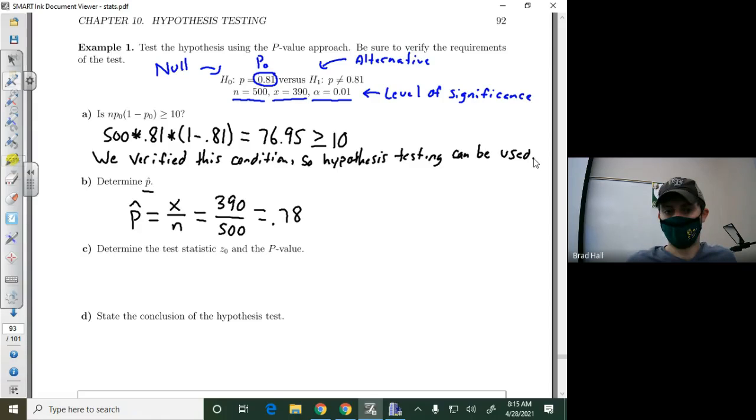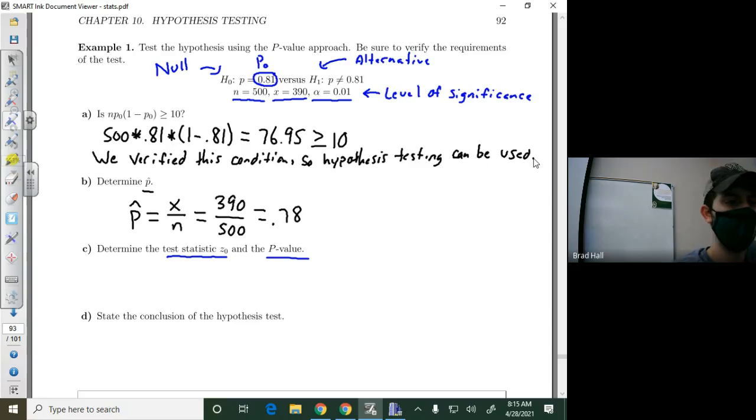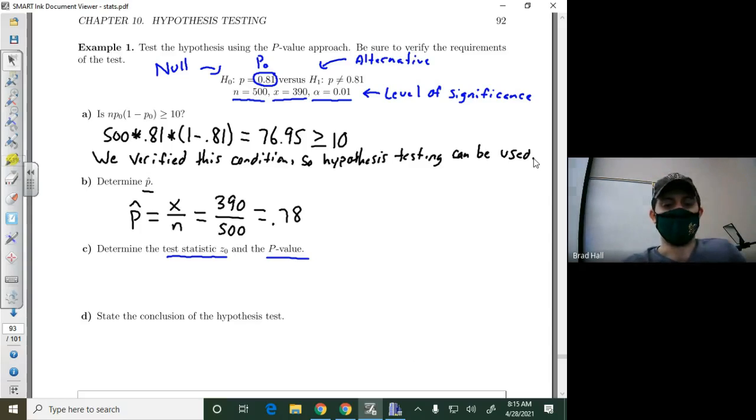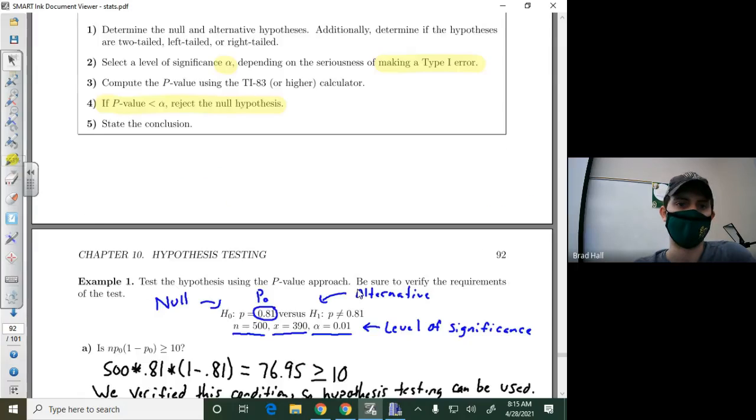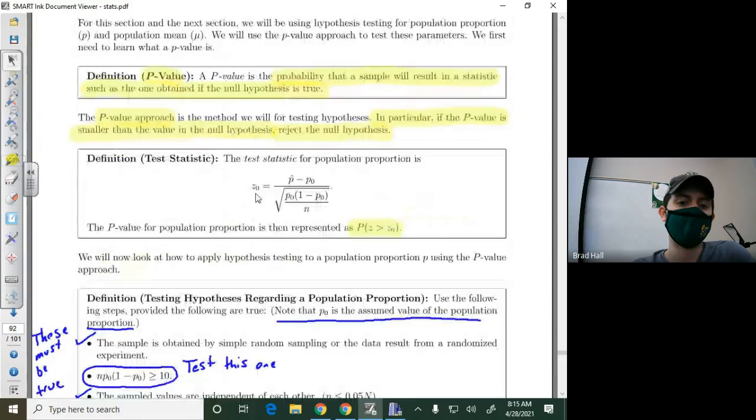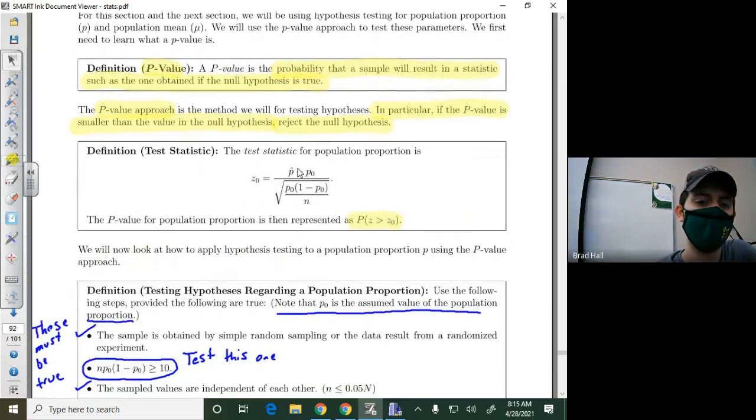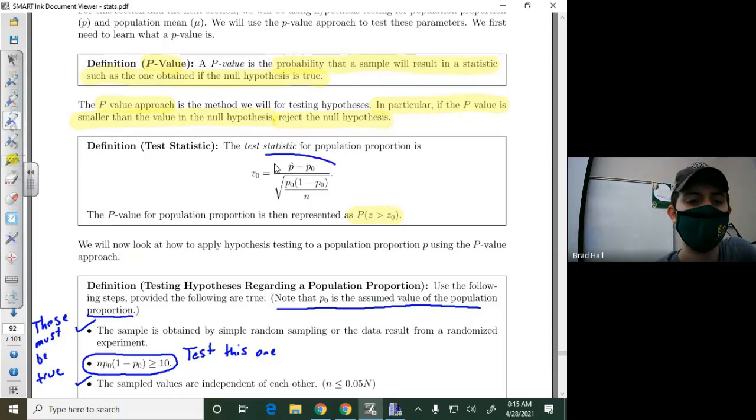All right. So from here, now this is where the calculator is going to be helpful. Determine the test statistic Z0 and the p-value. Now the test statistic, I did give a formula for it all the way up here. So just to show you all where it came from and how it helps us.